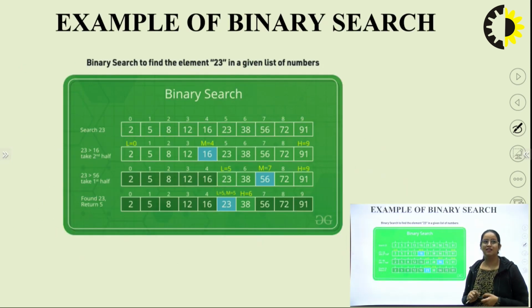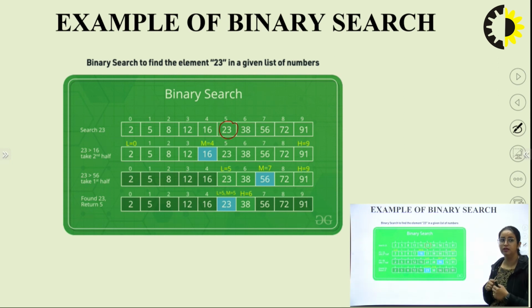Now I'm going to take one example of binary search. Here I am taking an array, suppose these are the elements of the array, and from these elements we have to find the element 23. Suppose we have to search for the element 23 in this particular array. Now, in binary search we basically have three steps. First, we have to calculate the midpoint.